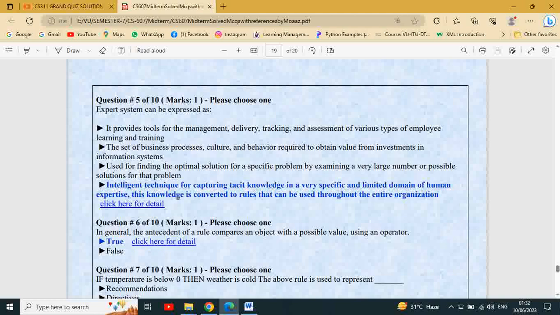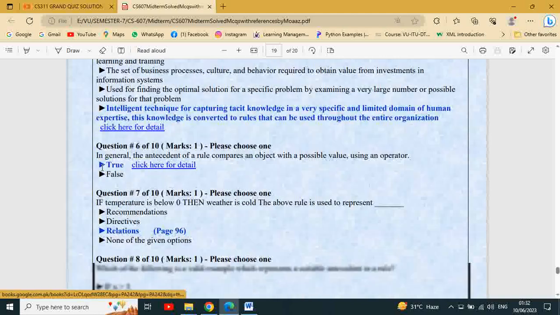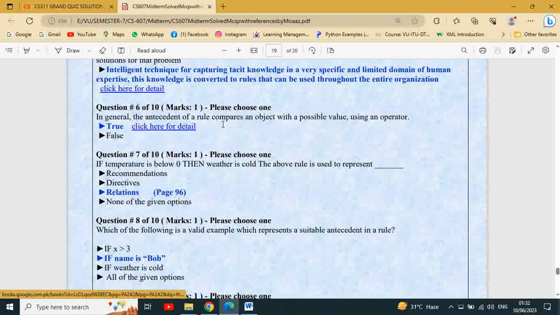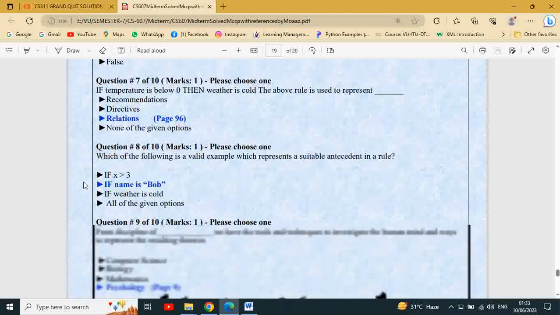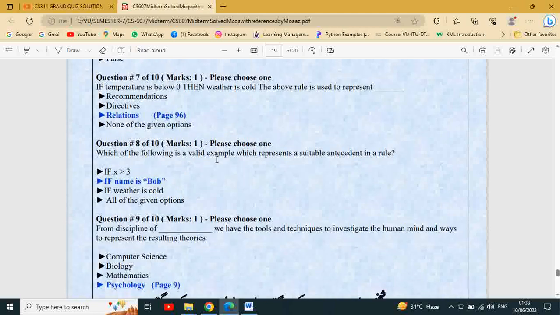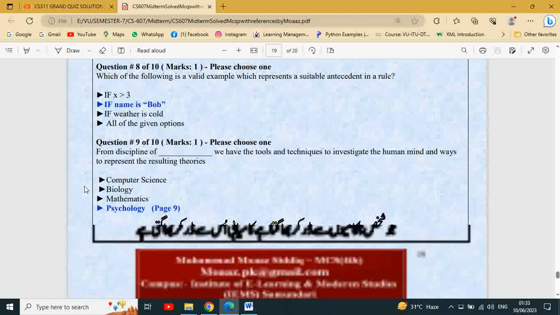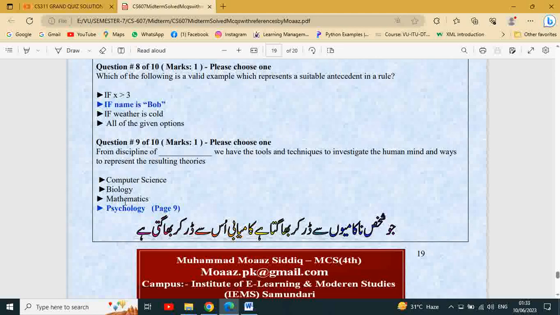The answer is intelligence technique. In general, the antecedent of a rule compares an object with a possible value using an operator. True. If temperature is below zero, then weather is cold. The above rule is used to represent relations. Which of the following is a valid example which represents a suitable antecedent in a rule? If name is Bob. From the discipline of psychology, we have the tools and techniques to investigate the human mind. Representing theory.